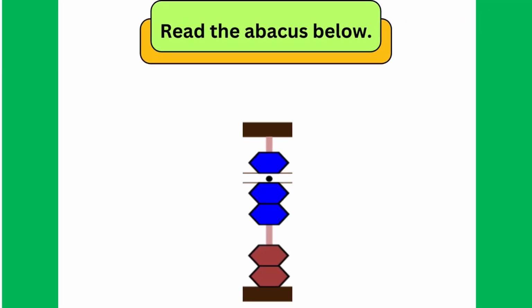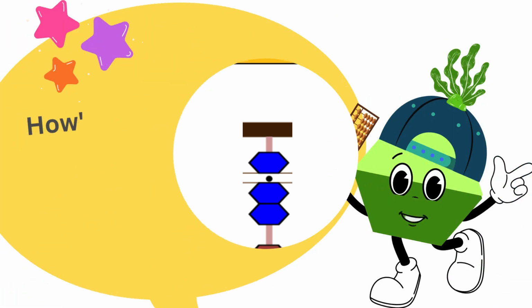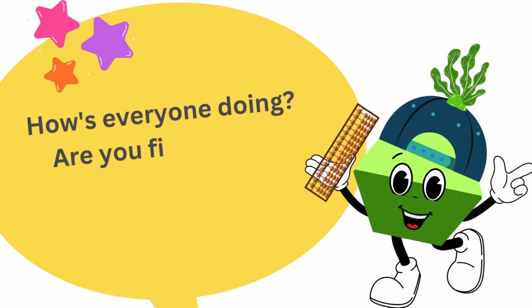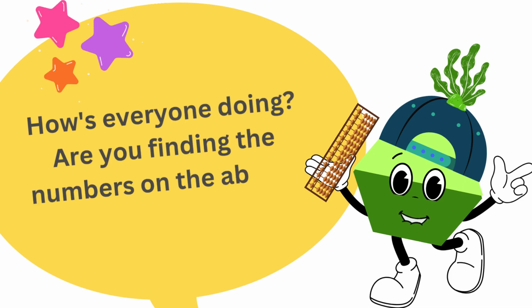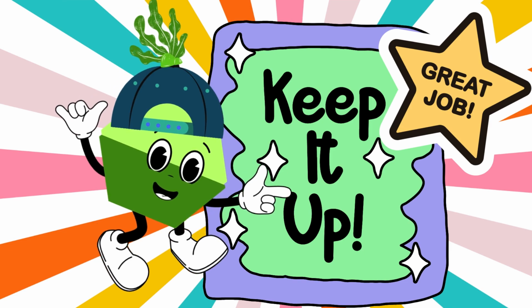Read the abacus below. There are 2 lower beads and 1 upper bead attached to the bar, so the abacus represents the number 7. How's everyone doing? Are you finding the numbers on the abacus okay? Keep up the great work!